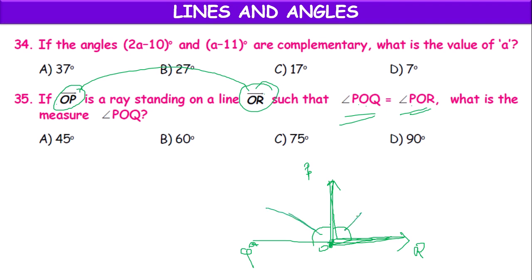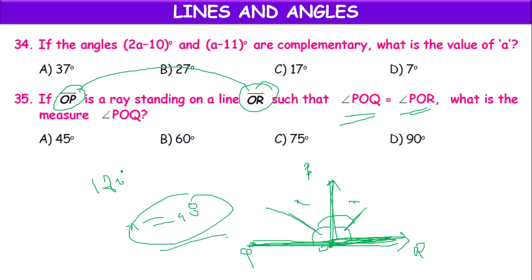And they are lying on the same straight line, so they will make a linear pair. That sum is equal to 180 degrees. If both are x and x, 2x equal to 180 degrees, x equal to 90 degrees, or POQ equal to 90 degrees.